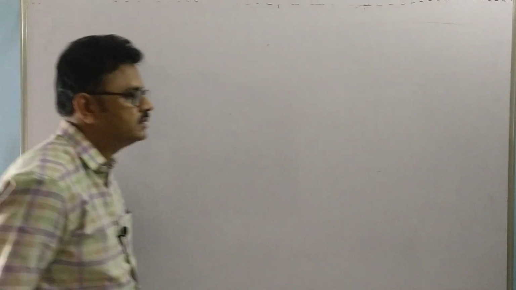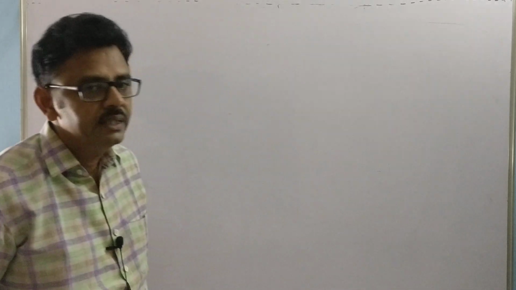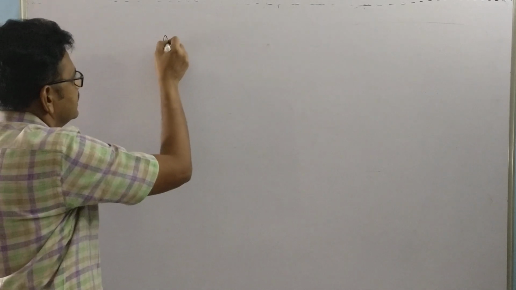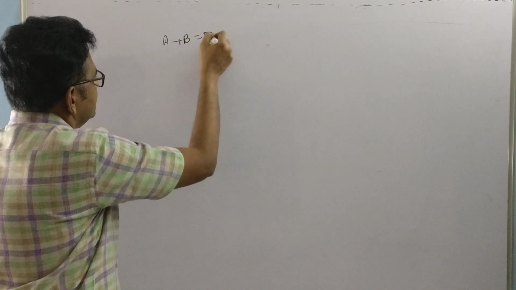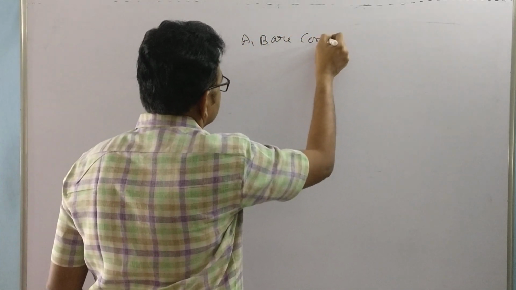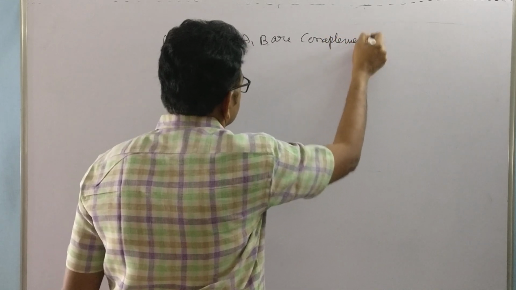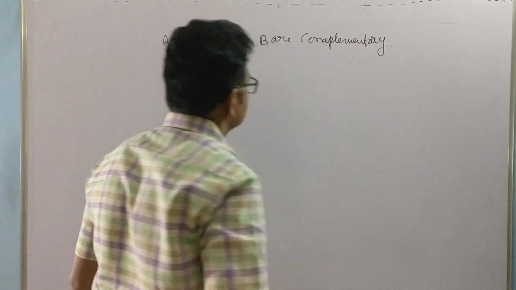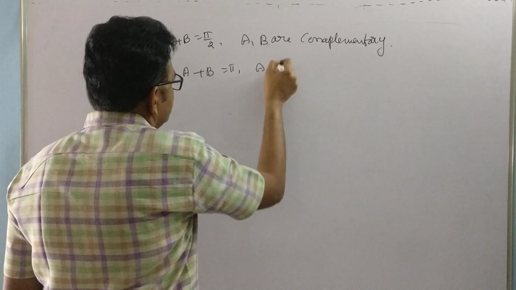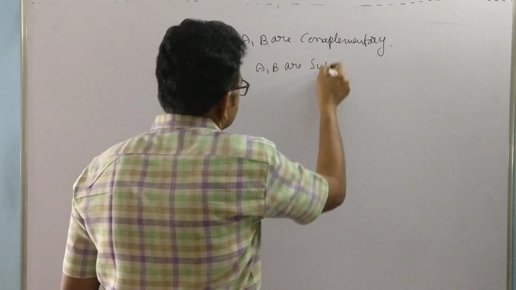Next one, if the sum of two angles is 90 degrees, pi by 2, then the two angles are called complementary angles. If the sum of two angles is 180 degrees, then the two angles are called supplementary angles. If A plus B is equal to pi by 2, then A and B are called complementary angles. If A plus B is equal to pi, meaning 180 degrees, A and B are called supplementary angles.